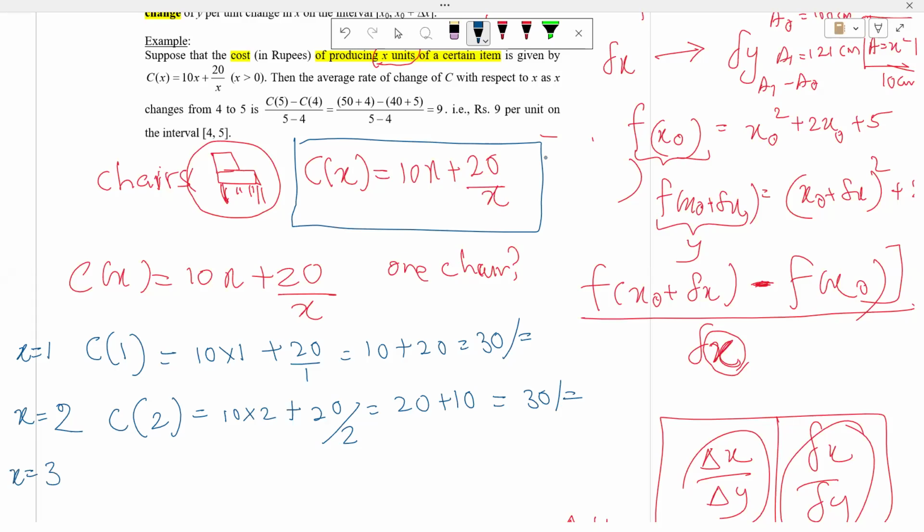Give me a minute. Okay, just find out what is the cost for three chairs.